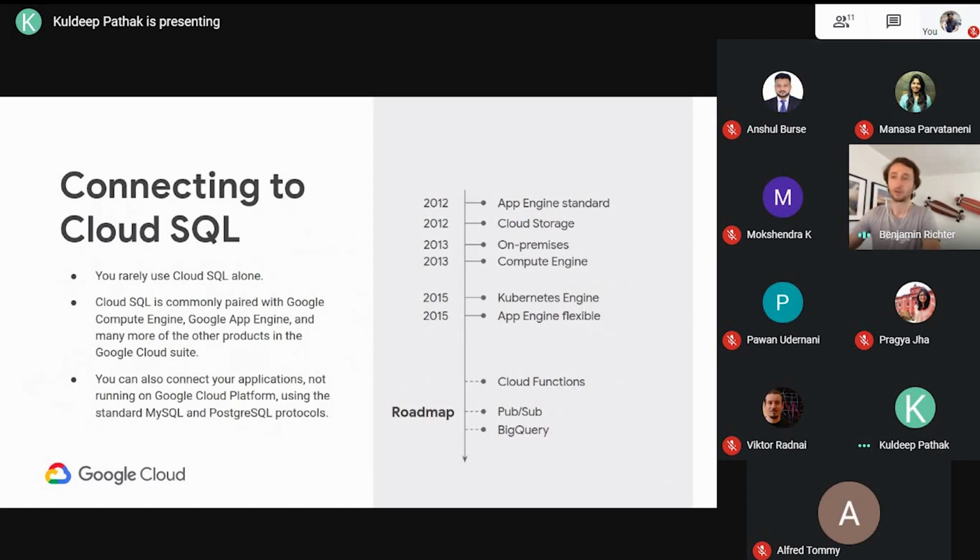So as I mentioned previously, we want to make sure that you can use Cloud SQL almost independently of the rest of the Google Cloud Platform. So we have several integrations, of course, with other GCP products. And that's often the use case, that people wouldn't just use the SQL part of Google Cloud, but theoretically, and it is supported, you can connect your applications that are running outside of GCP using standard MySQL or PostgreSQL protocols. Yeah, I think that's enough for this slide.